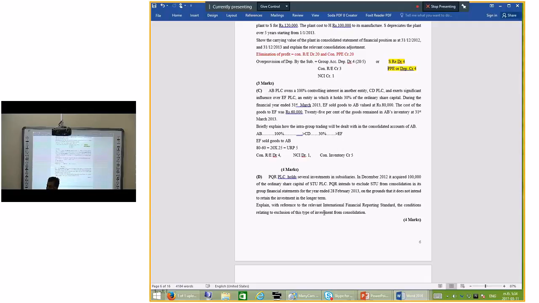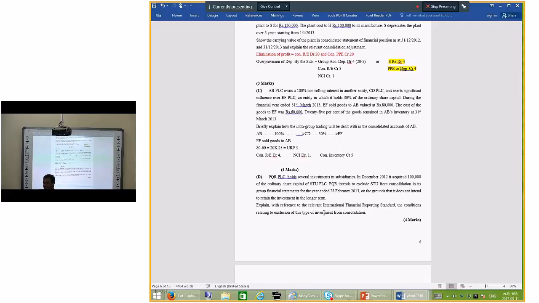During the financial year ended 31st March 2013, EF sold goods to AB. Look, associate sold to whom? Associate sold to the parent. Right? 80,000. The cost of the goods to EF was 60,000, which means he has added an artificial margin of how much?